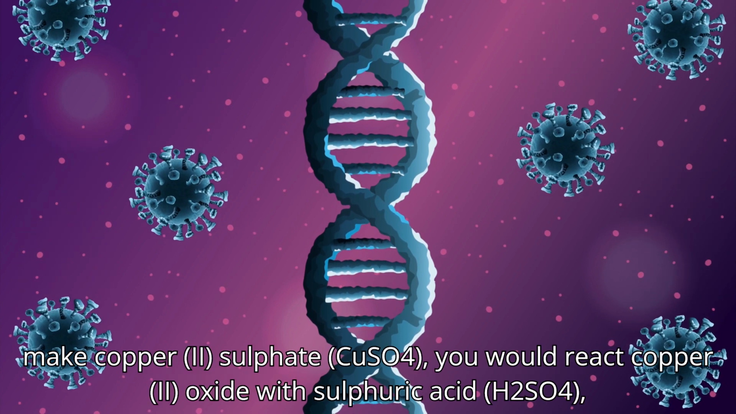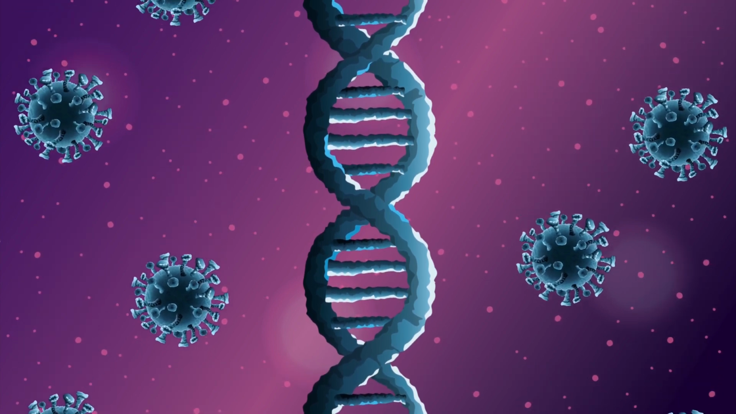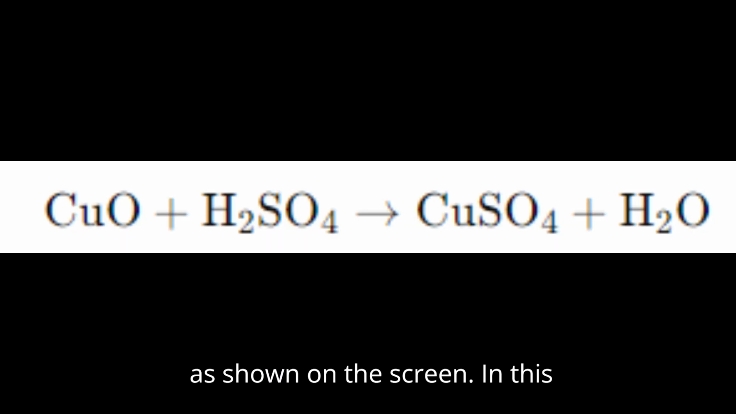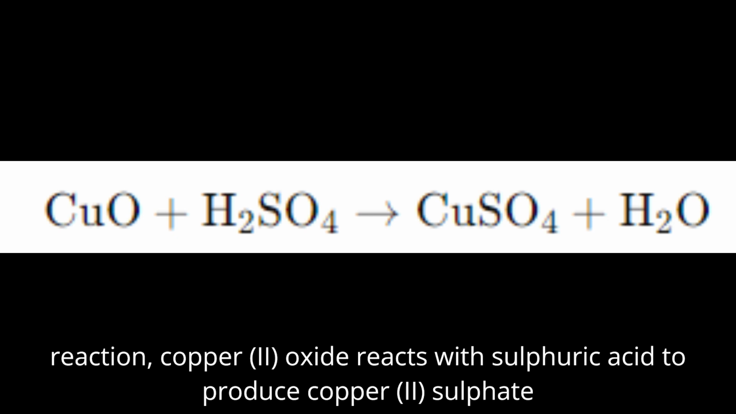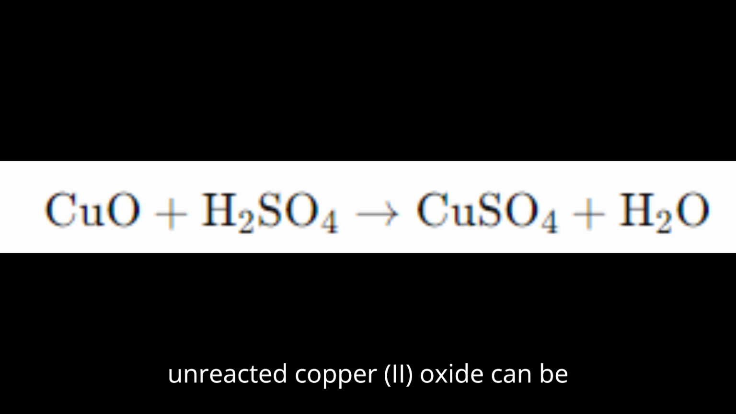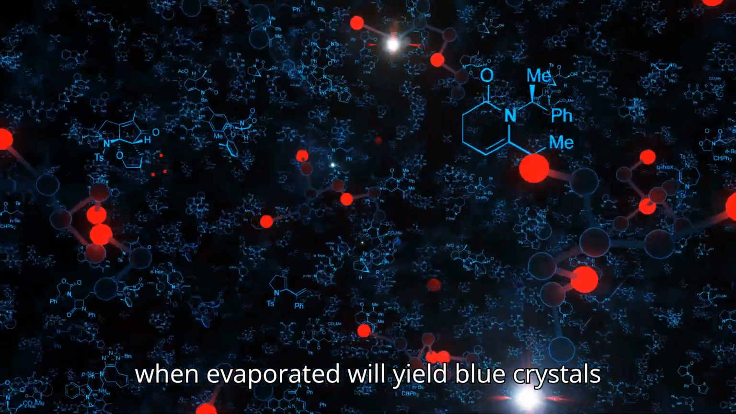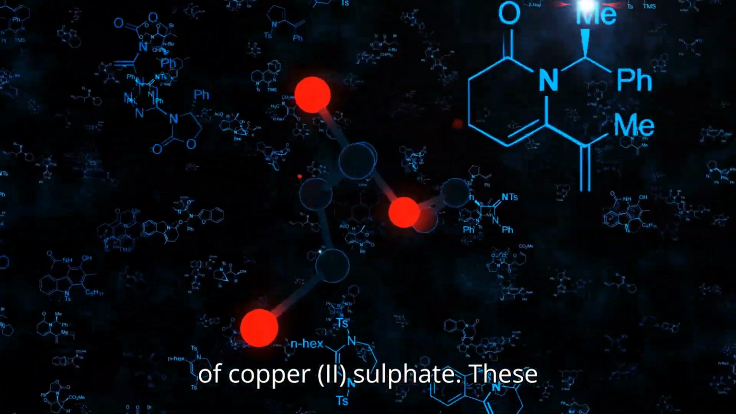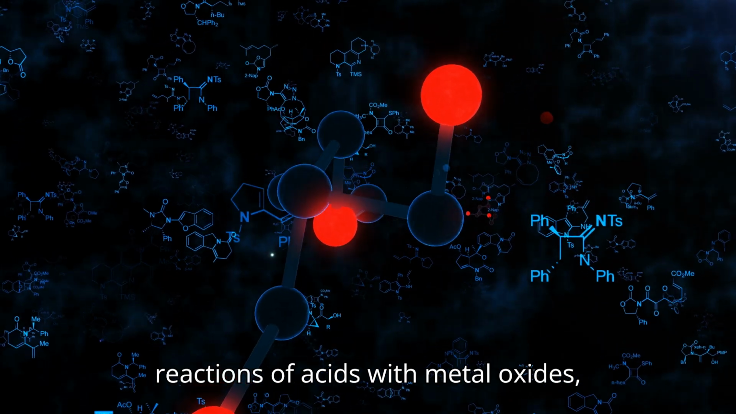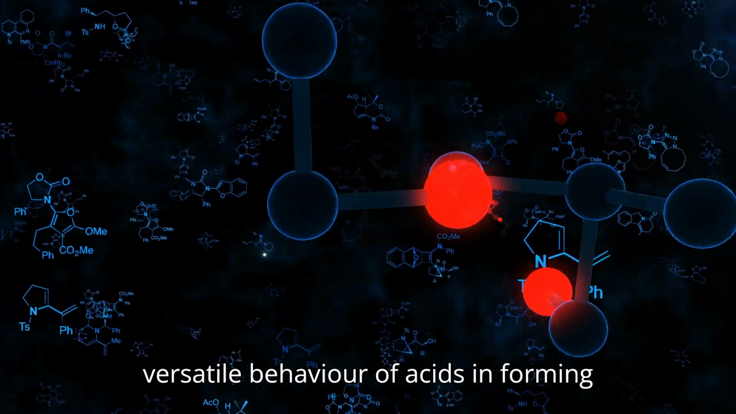For instance, to make copper sulfate, CuSO4, you would react copper oxide with sulfuric acid, H2SO4, as shown on the screen. In this reaction, copper oxide reacts with sulfuric acid to produce copper sulfate, a soluble salt, and water. The unreacted copper oxide can be filtered out, and the remaining solution, when evaporated, will yield blue crystals of copper sulfate.